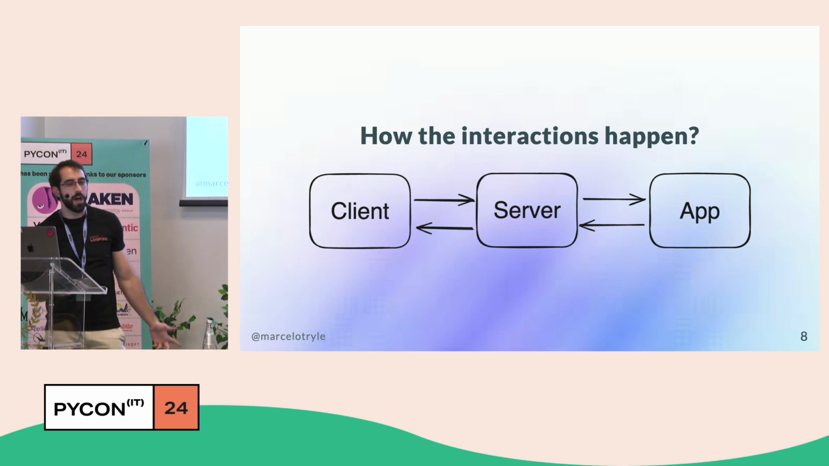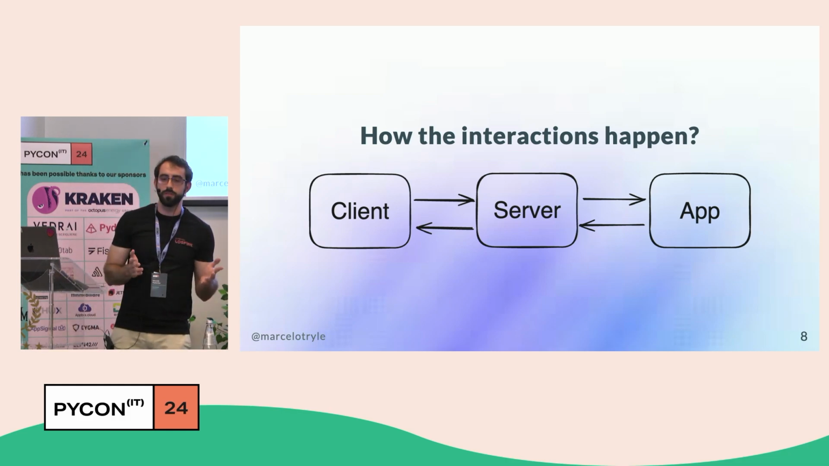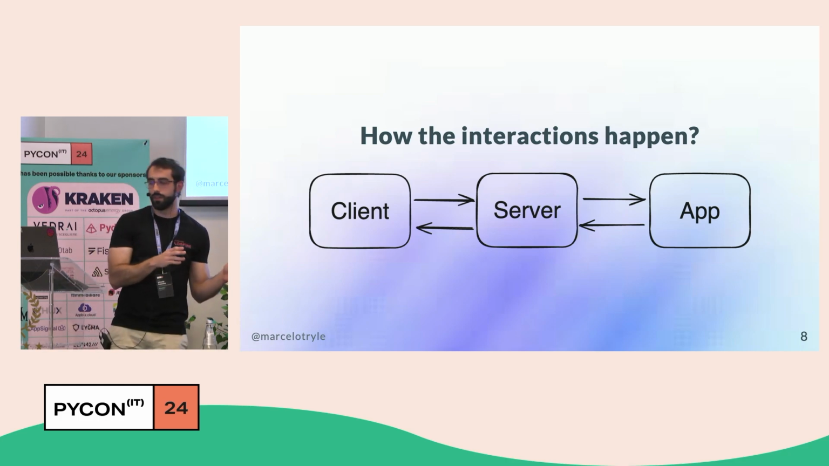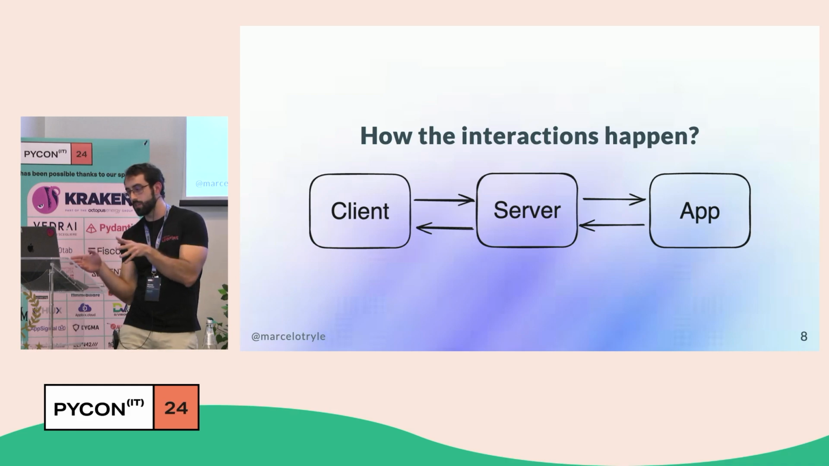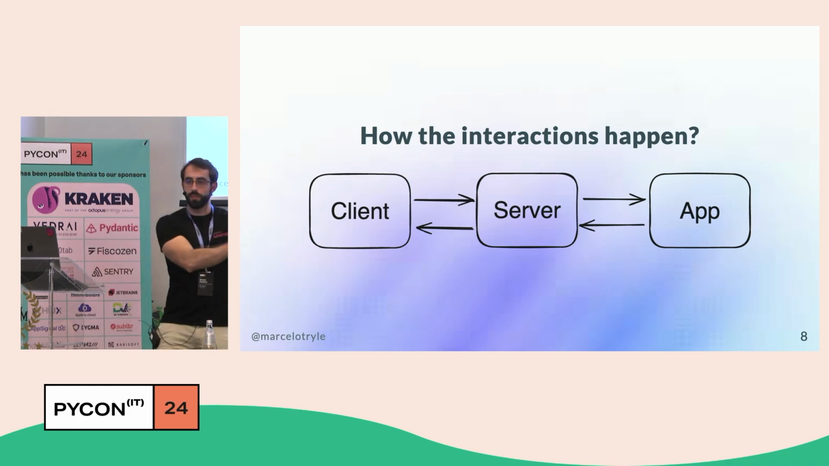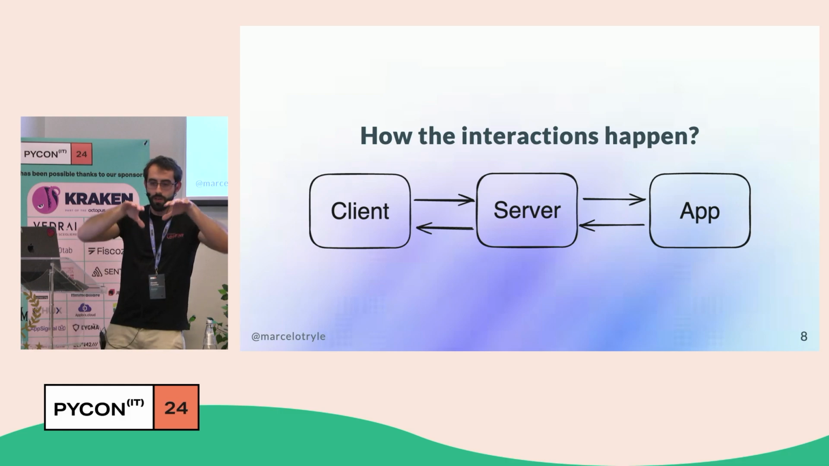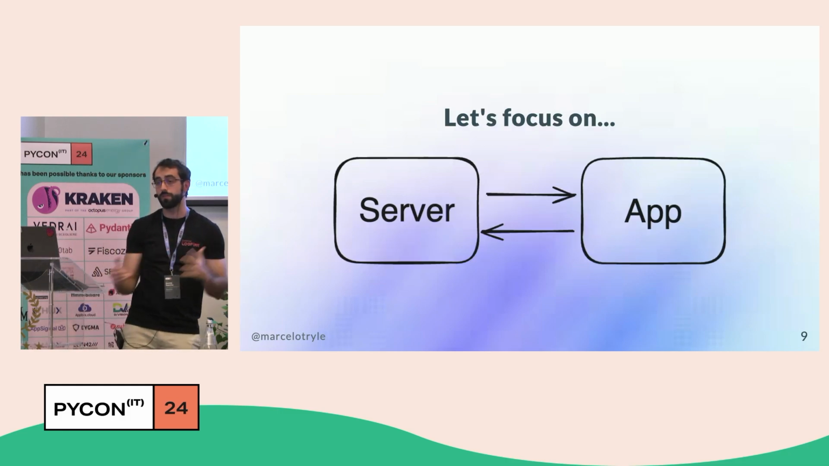So how do the interactions happen? I'm going to be talking about a specific part of this flow, but pretty much the client initiates the connection, the server accepts, and then the client sends data to the server, and then the server in its turn sends data to the app. On this diagram, you can imagine the client as one thing, and the server and the app as another entity. But I put three steps here because we're going to focus actually on the server and the app and how they interact.